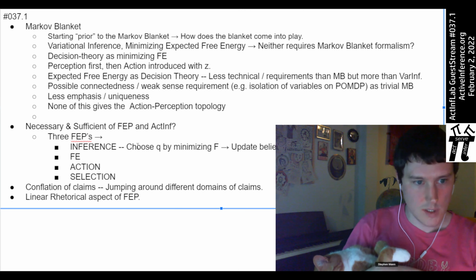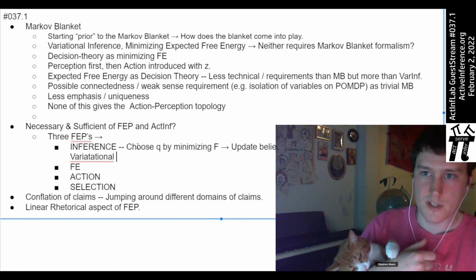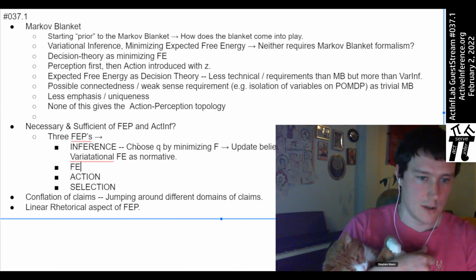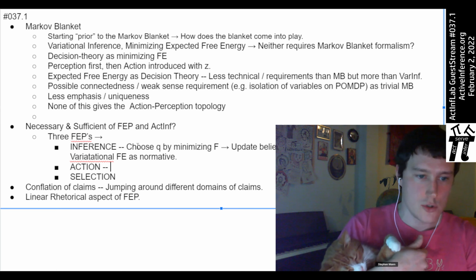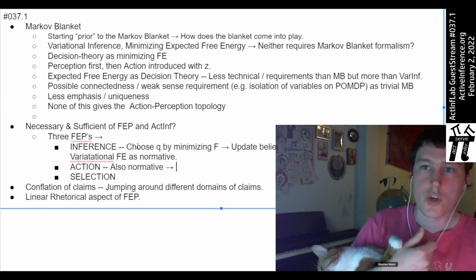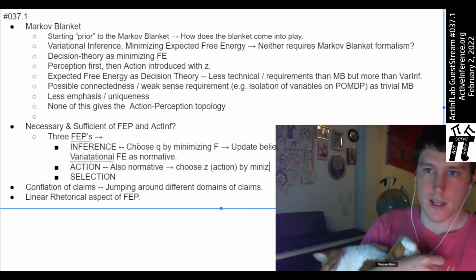Okay. And free energy principle for action, also a normative principle telling you how to act. And this one is, in our terminology, choose Z by minimizing G. So choose your action by minimizing its expected free energy.